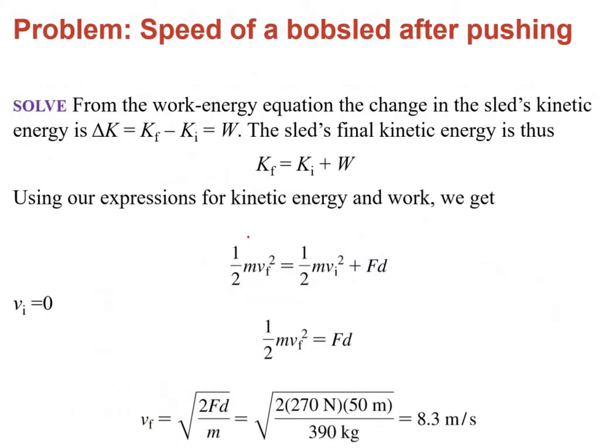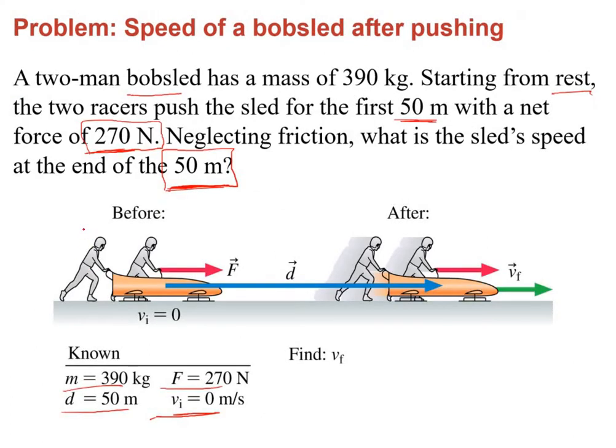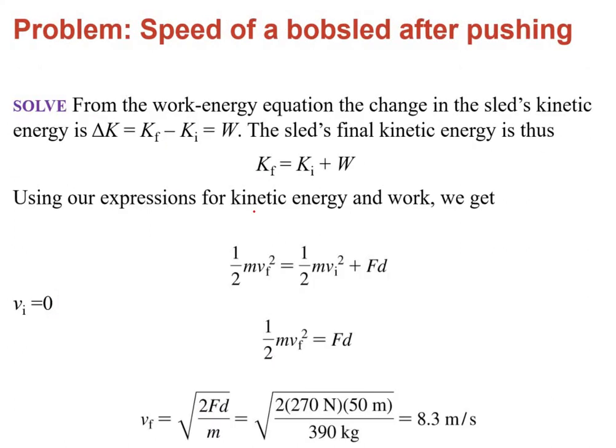So we can use the work-kinetic energy theorem. We can find the total work done by these two people applying this constant force, and we can find the final velocity after the sled has been moved by a distance of 50 meters. The work-kinetic energy theorem says that the change in kinetic energy is equal to the total work done. So the change in kinetic energy is equal to the initial kinetic energy plus the total work done.